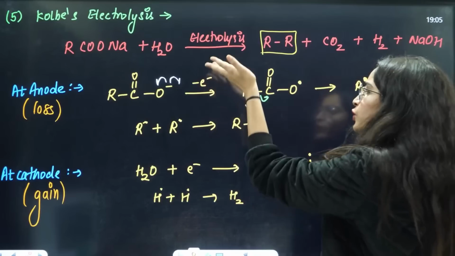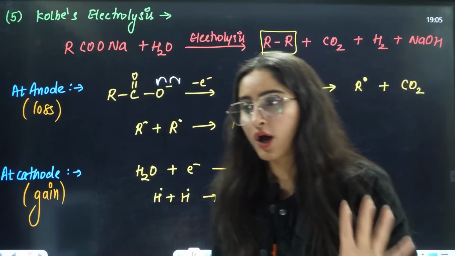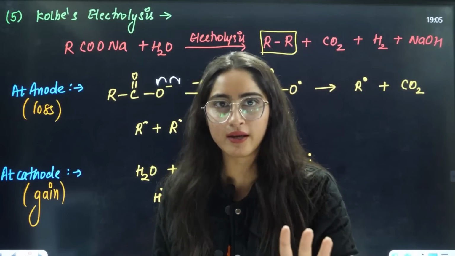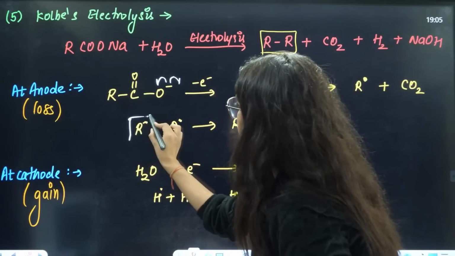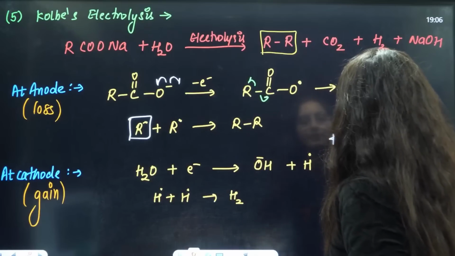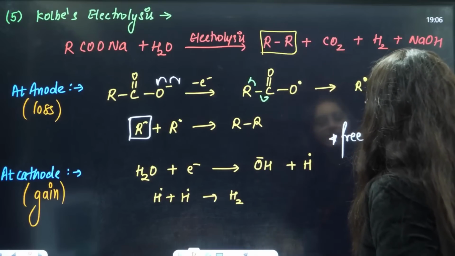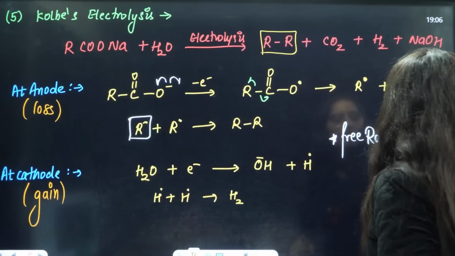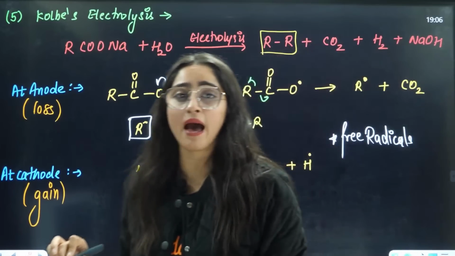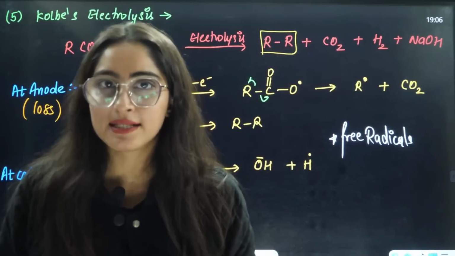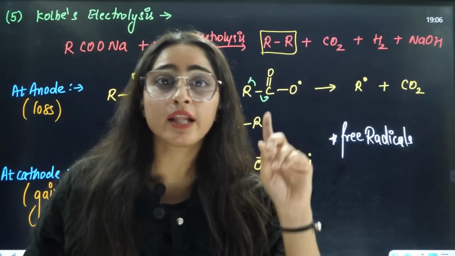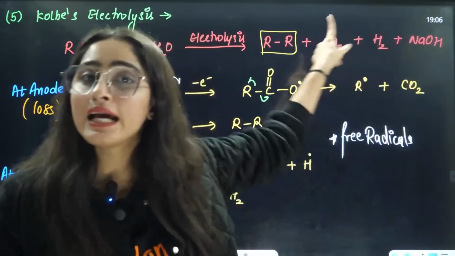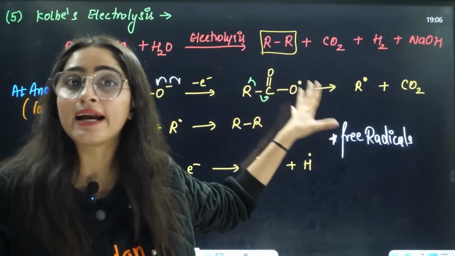Now, ma'am, do I need to remember the full mechanism? No. You just need to remember a few things here. First thing to remember is that this is a free radical mechanism, and the questions will be the same as Wurtz reaction only. So this is a free radical. In soda lime decarboxylation, the intermediate is carbanion. Here the intermediate is free radical.